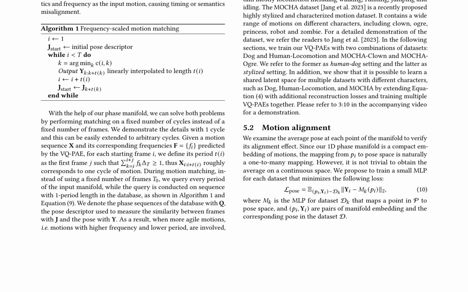Furthermore, a small MLP is trained for each dataset to minimize the loss function in equation 10, obtaining the average pose at each point of the manifold. This verifies the alignment effect of the 1D phase manifold.